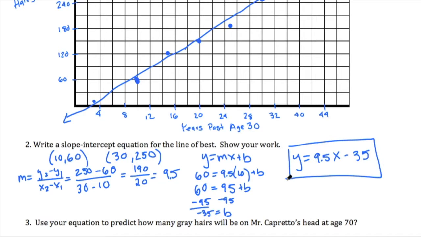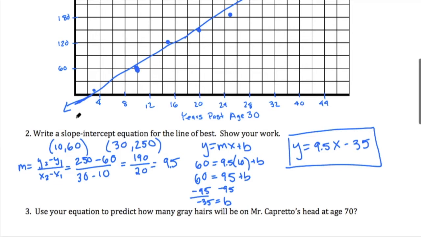We could talk about some limitations of this equation. Clearly, I never had negative gray hairs, and we can kind of see here the line's going below the x-axis, right here, so it doesn't quite hold up right at the beginning, but it's a reasonable line of best fit for our data.